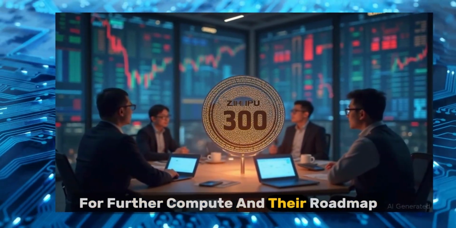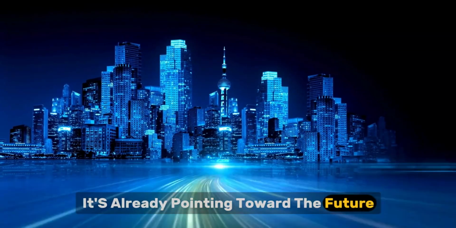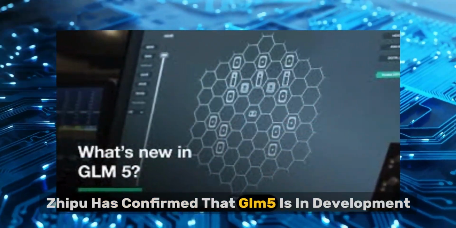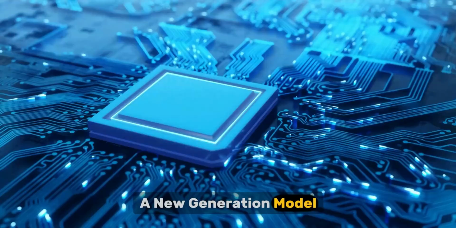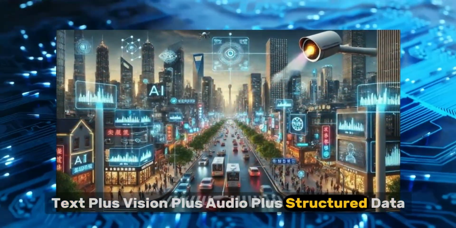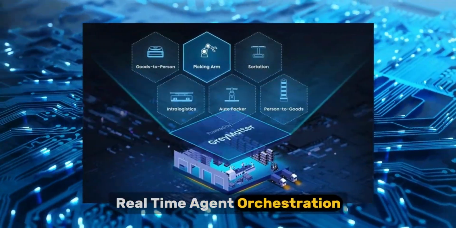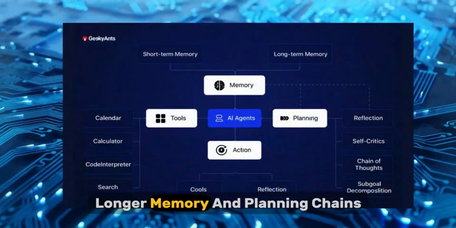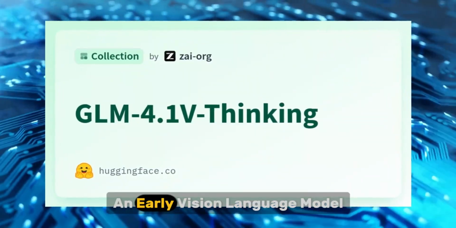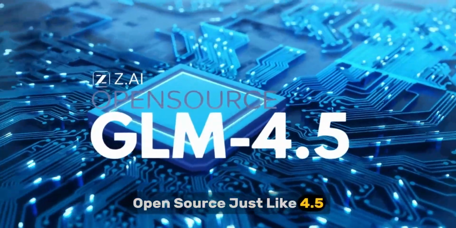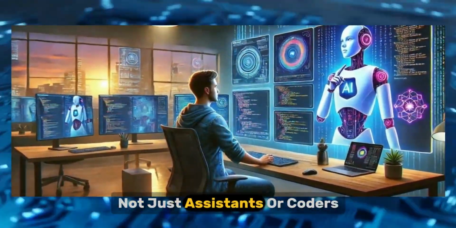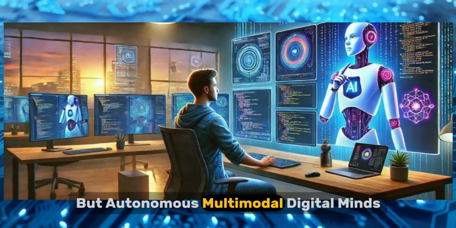And their roadmap, it's already pointing toward the future, GLM-5 and beyond, toward multimodal AI. Zhipu has confirmed that GLM-5 is in development, a new generation model expected to push further into multimodal capability, text plus vision plus audio plus structured data, real-time agent orchestration, cross-language fluency, longer memory and planning chains. In fact, they've already released GLM 4.1V, an early vision language model, open source just like 4.5. And their goal is clear. They're building for the full-stack AI future, not just assistants or coders, but autonomous, multimodal digital minds.